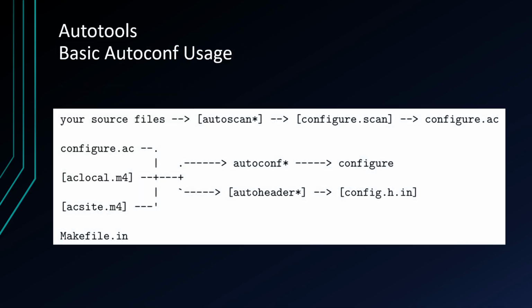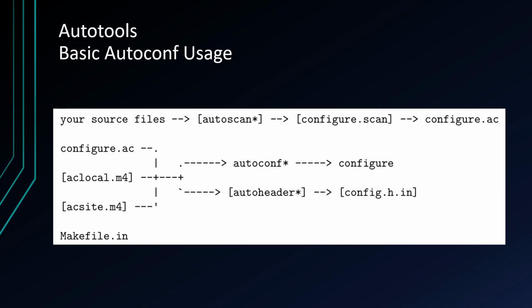So this is kind of a data flow graph. I just took this straight out of the Autoconf manual. You can take your source files and feed them into Autoscan. It'll create what it guesses that you're going to need in your configure script, called configure.scan. You take that and edit it and create a configure.ac. When you run Autoconf itself, it takes configure.ac and then aclocal.m4 and acsite.m4. These are just files that can contain additional M4 macros.